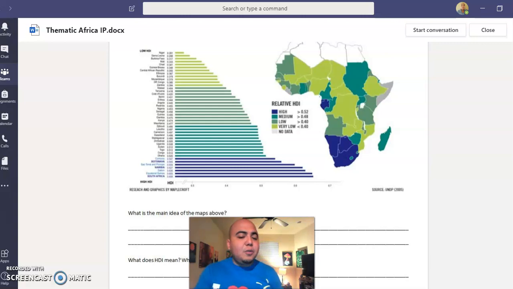All right, so HDI stands for Human Development Index. What does that mean? Remember, what are the three indicators that we use to measure HDI? We talked about this in Unit 3. Take a few seconds again to think about that. All right, the three things that we use to measure HDI are literacy rates, life expectancy, and GDP. All right, so now what does it look like? Let's analyze.